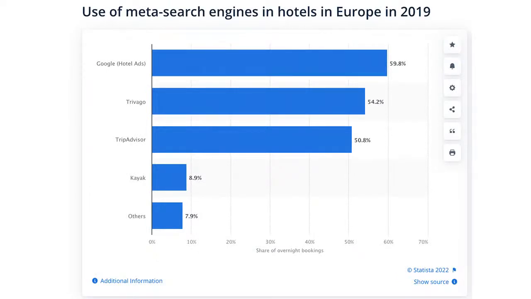Yes, sure. Let's maybe quickly have a look at this statistic from Europe in terms of meta. It's from 2019, and we see the distribution there. It probably has shifted a little bit, I would guess a little bit towards Google over the past 2 years, but we don't have any more current data on this. But we can see the biggest one is Google Hotel Ads. We have Trivago and TripAdvisor that are really dominant in Europe, and then we have Kayak with a smaller percentage here in the European market.